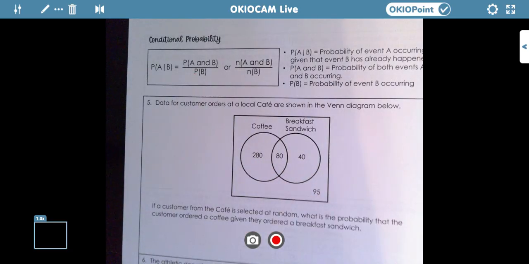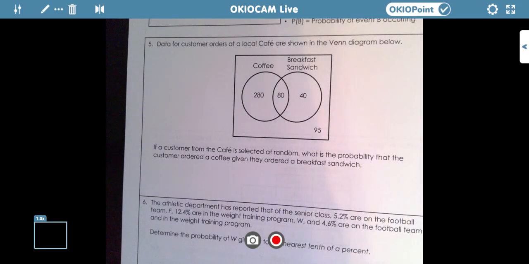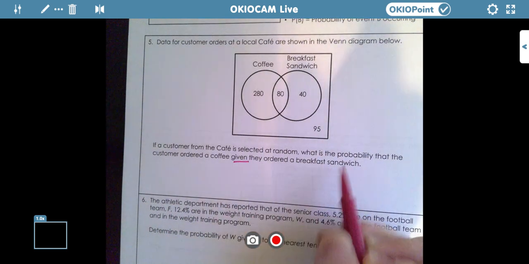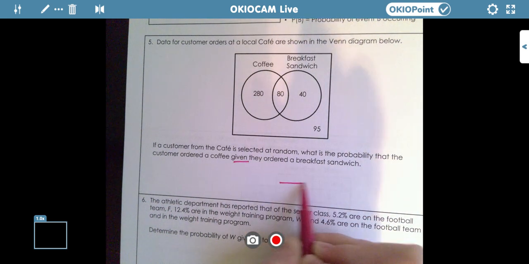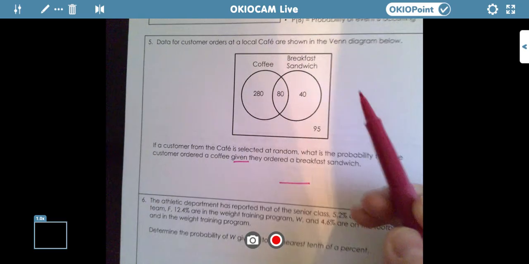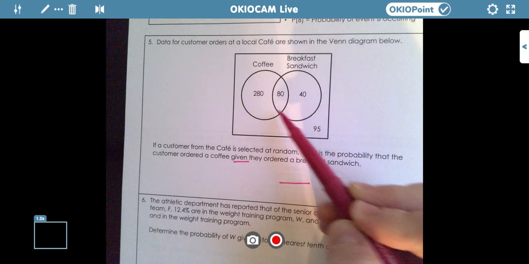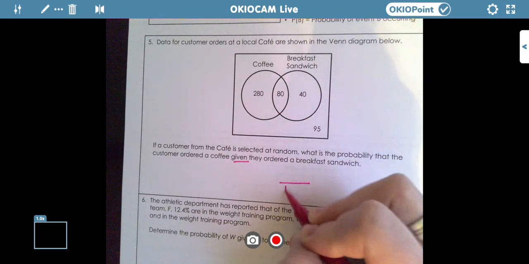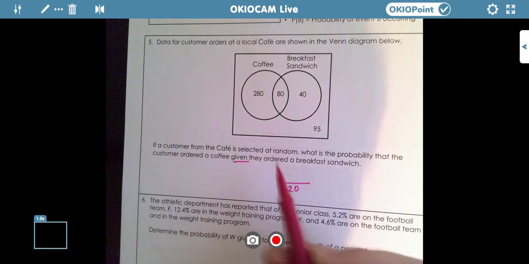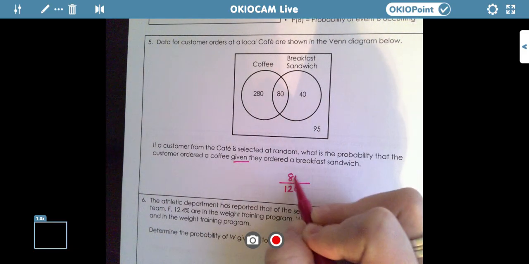If a customer from the cafe is selected at random, going with this Venn diagram, what is the probability that the customer ordered a coffee given they ordered a breakfast sandwich? The fact they ordered a breakfast sandwich means the total ordering a breakfast sandwich goes in the denominator. The total ordering a breakfast sandwich is this whole circle, so that's 120. Then from that circle, we want to know how many also ordered a coffee. That would be 80.